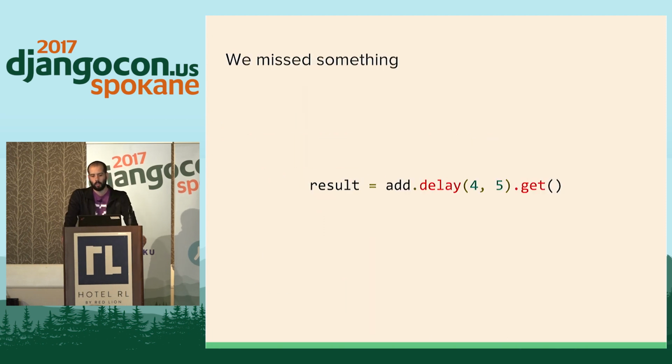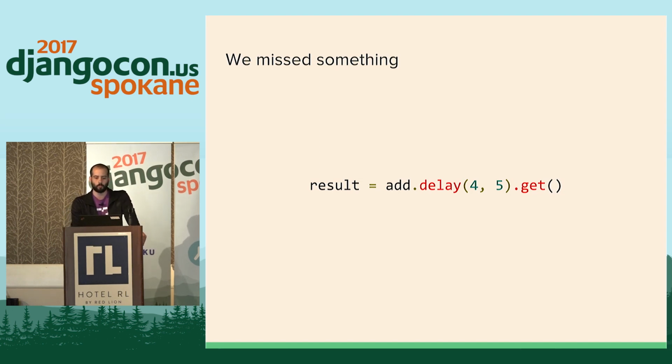We've been calling delay and get together all the time, but they are two separate things. Delay places the task to be executed by a worker and returns a promise that can be used to monitor the status and get the result when it's ready. Calling get on that promise will block the execution until the result is available. The add task has to store the result somewhere, and then whenever it finishes, it will be accessible to the process that triggered the task.